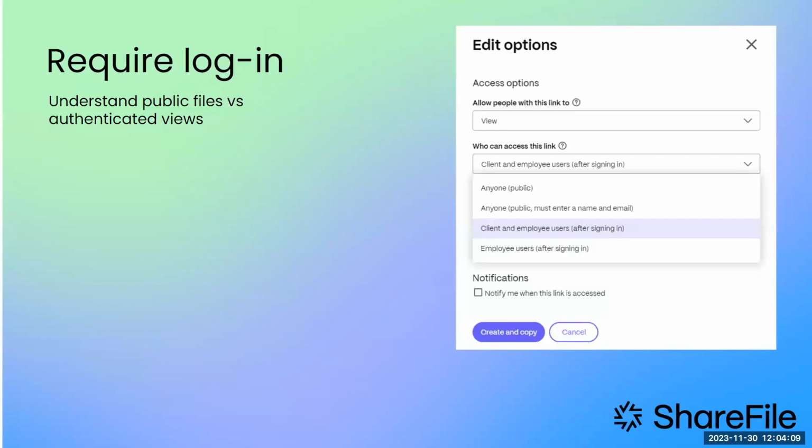This one sometimes gets confusing because the act of adding the email and the name is simply recording the person's entry into viewing that file. If you require the person to actually log in to view the file, we ask that you use the client and employee user login to view files. So just something to think about is the different ways that people can actually log in or not log in to view your content.